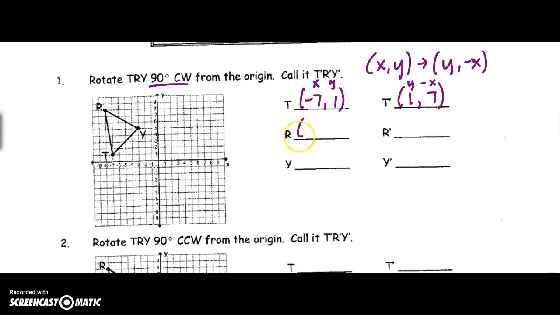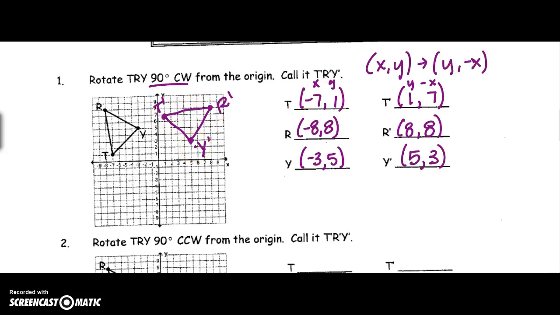R is (-8, 8). So again, you flip the order and change the symbol. So this is just (8, 8). For Y, Y is (-3, 5). You change the order and flip the symbol, so that negative 3 has now become positive. To plot these points, you plot (1, 7), that's T prime, (8, 8), that's R prime, and (5, 3), that's Y prime. Connect your dots. And if you notice, the congruency has stayed the same, and the orientation is the only thing that has changed.